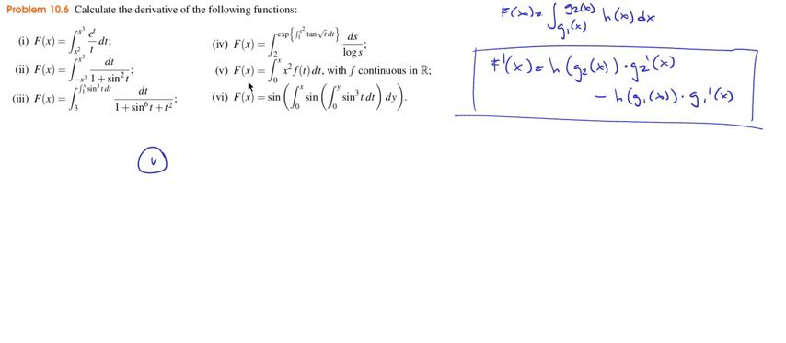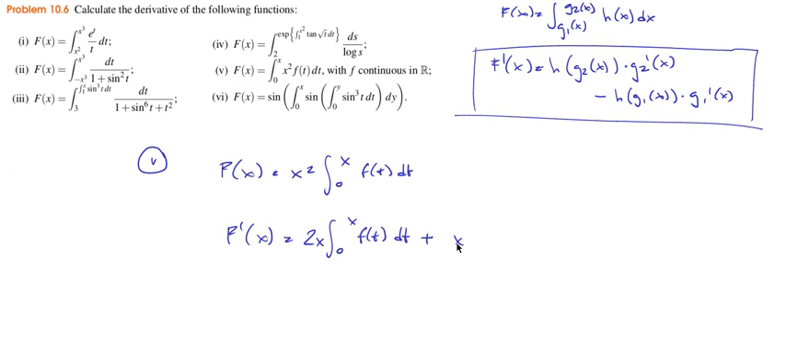Let's do part 5. F of x is the integral between 0 and x of x squared f(t) dt, where f is continuous. Okay, let's see. F prime is going to be the derivative of x, which is 1, times x squared f at x. Wait a minute. One way to do it is to realize that this is just x squared times the integral, since x squared is a constant inside this integral. So to differentiate we have to apply the product rule. This is 2x times the integral from 0 to x, plus x squared times the derivative of this integral, which is just f of x. Okay, and that's it.